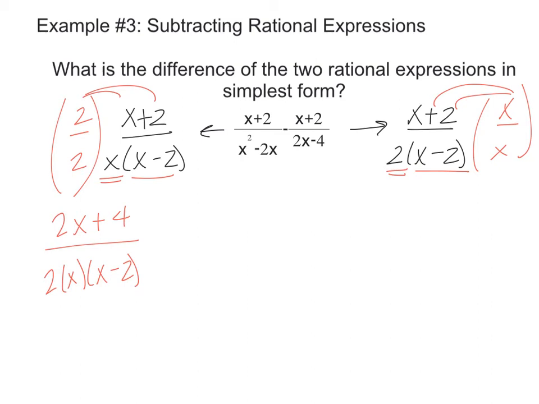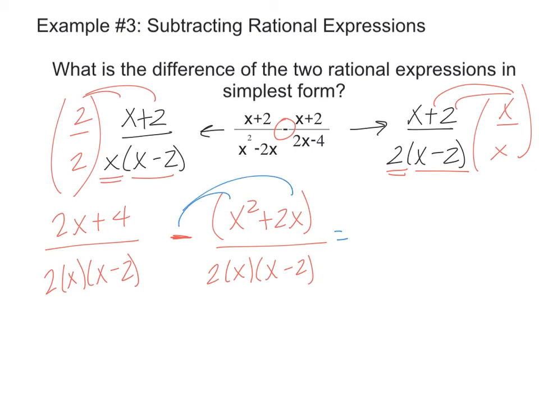All right. Now, don't forget, this second one has subtraction in the middle, so this is minus. And then if I'm going to do that, I need to put the numerator in parentheses. So this becomes x squared plus 2x, because I distributed the x, and then still 2 times x minus 2. All right, so if I distribute that negative now, I will get as a numerator 2x plus 4 minus x squared minus 2x over 2 times x minus 2.